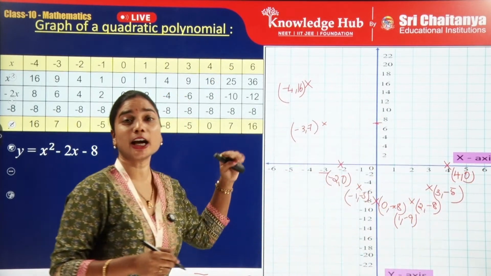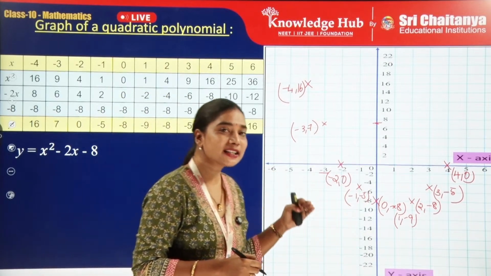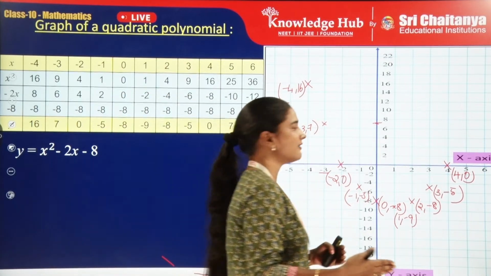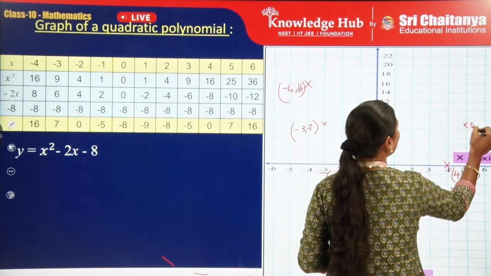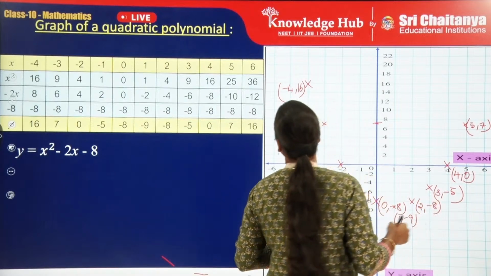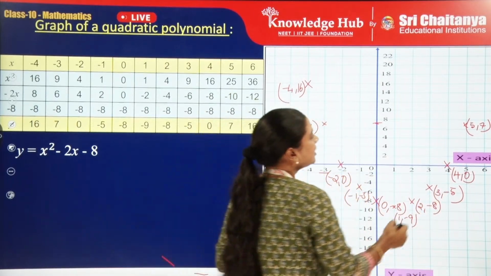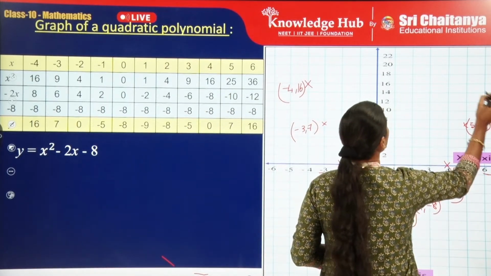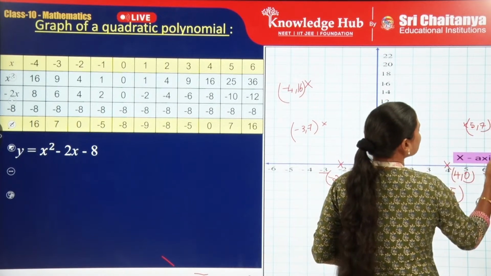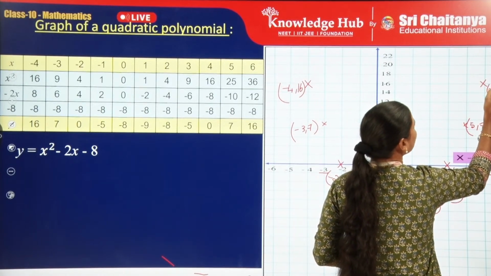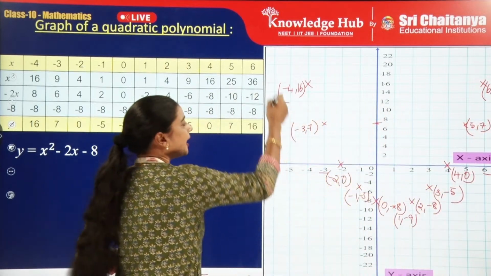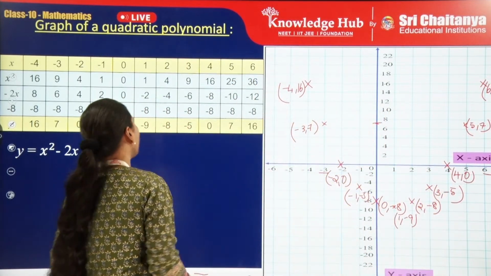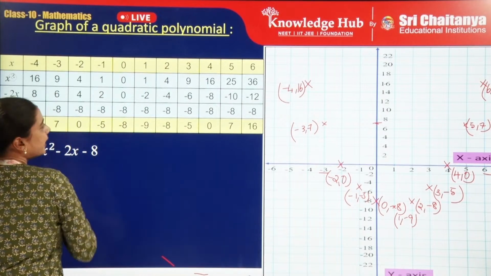And 5, 7. The x coordinate is 5, the y coordinate is 7. Hence the point lies here, 5, 7. And 6, 16. So the x coordinate is 6, the y coordinate is 16. The point is 6, 16. Now we have to join all these points to get our graph.